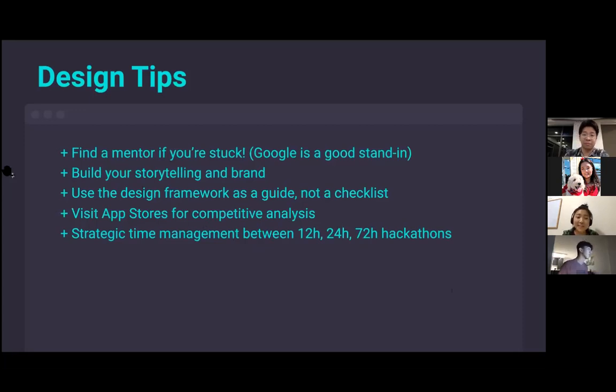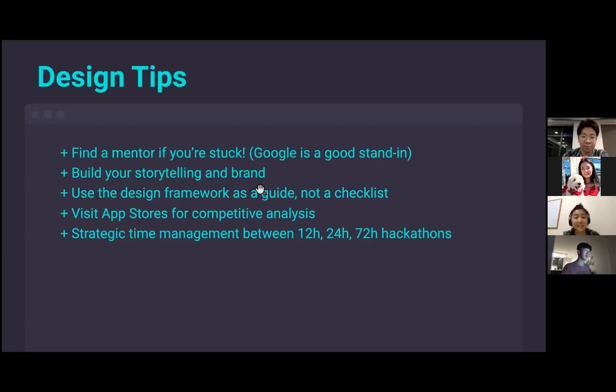Also, visit app stores for competitive analysis reasons. You can roast as many apps as you want, or you can admire and be in awe of so many other ones as well. It's a great place to see who's out there, what else you can do, and get a lot of inspiration as well.